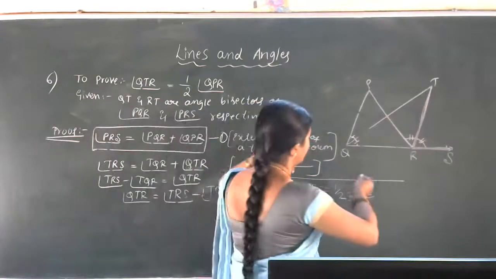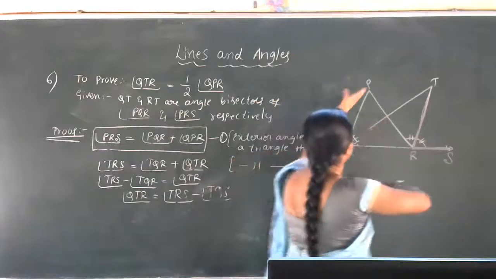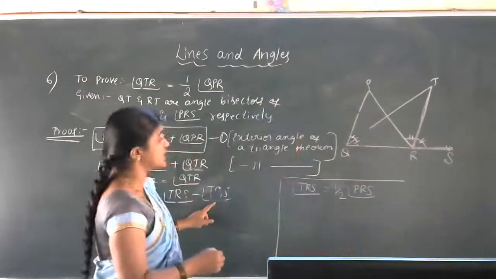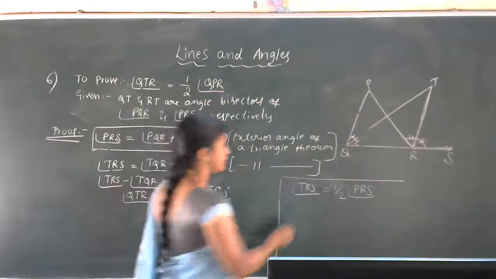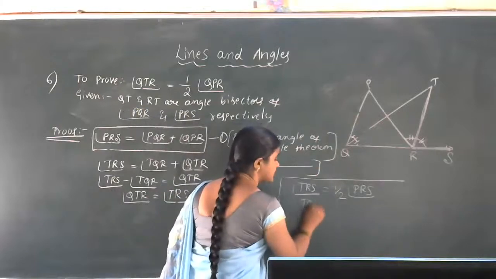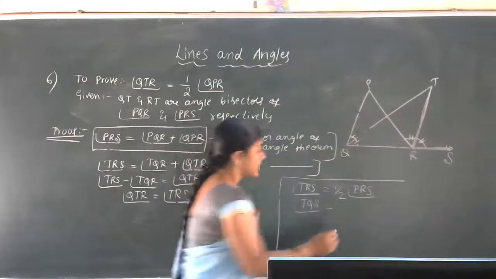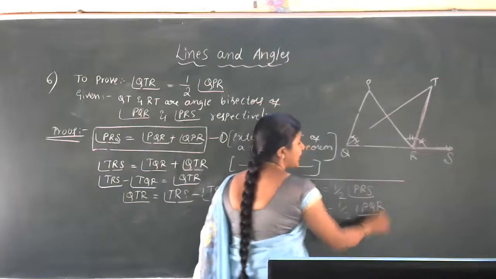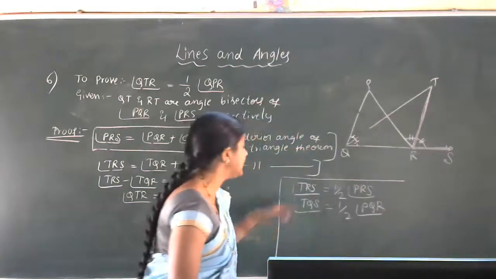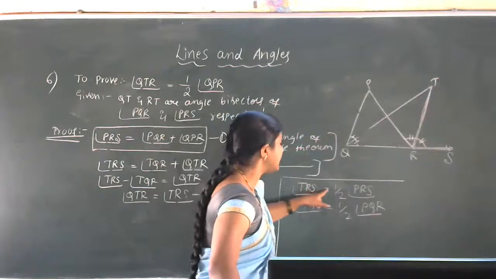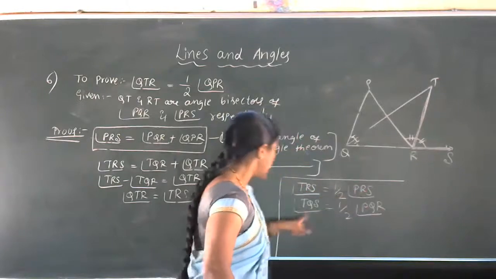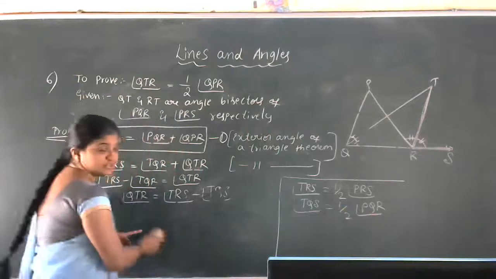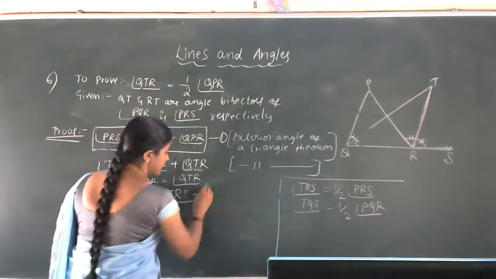Next, one more data. This QT is a bisector of this angle PQR. Then how can we write this TQ? Yes, students, TQ is half of angle PQR. TRS we can take as half of PRS and TQS we can take as half of PQR. Can we substitute the values here?